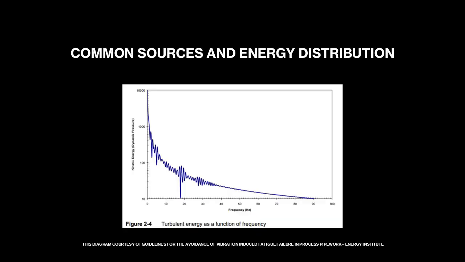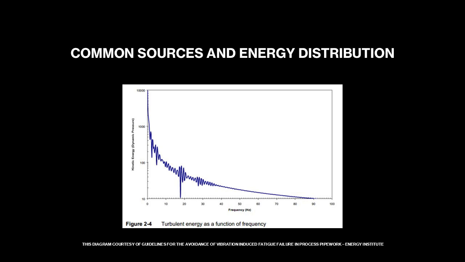This diagram presents the relationship between turbulent kinetic energy and excitation frequency, illustrating why flow-induced turbulence predominantly excites low-frequency vibration modes in piping systems. The vertical axis, plotted on a logarithmic scale, represents kinetic energy expressed as dynamic pressure, while the horizontal axis shows frequency in Hz, ranging from 0 to 100 Hz. The curve demonstrates a steep decline in energy as frequency increases.